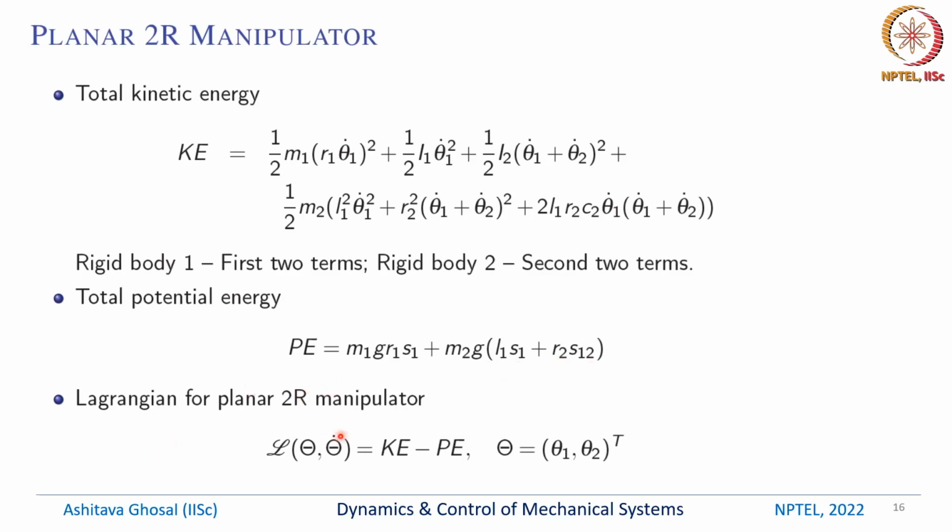So the Lagrangian for the planar 2R manipulator is given by kinetic minus potential energy. In this case, I am using capital Θ to denote the generalized coordinates. The generalized coordinates are θ1 and θ2. So this Lagrangian is a function of θ1, θ2 and θ1 dot, θ2 dot. Okay, so you can see θ1 dot, θ2 dot. Similarly, there is a θ1 here, this is sine θ1, and this is sine (θ1 plus θ2).